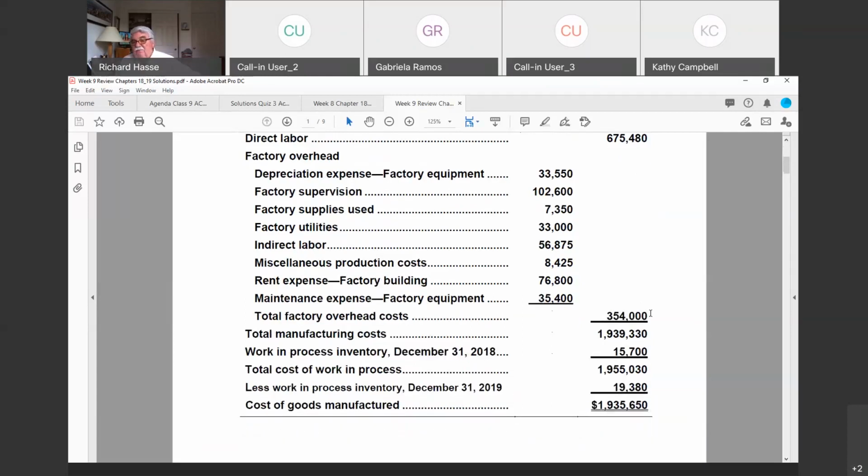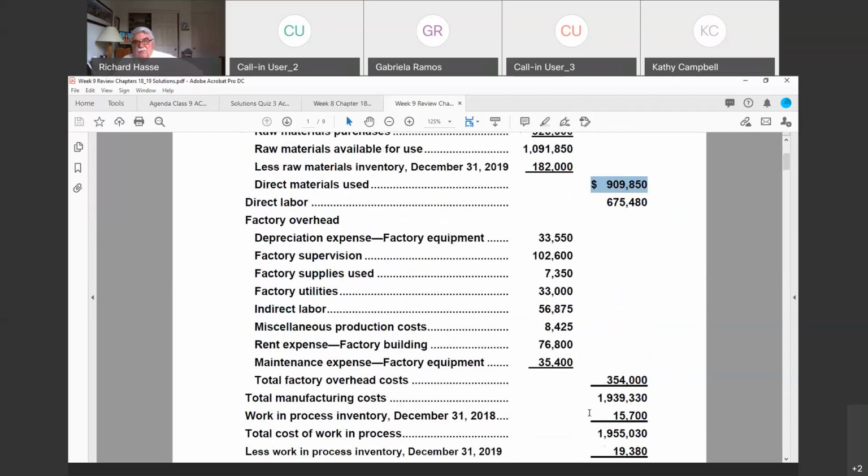We take an inventory at the end of the year. There's $19,380 of cost still being produced. They haven't been completed. So that means the rest has been manufactured. This amount goes on into finished goods. We produced and manufactured $1,935,000 of goods. That's our cost of goods manufactured.